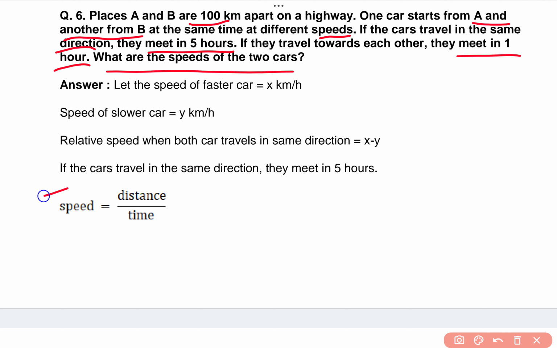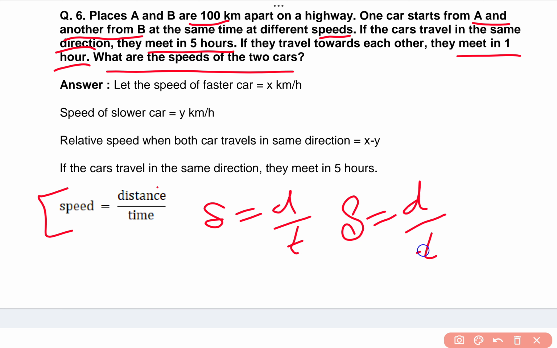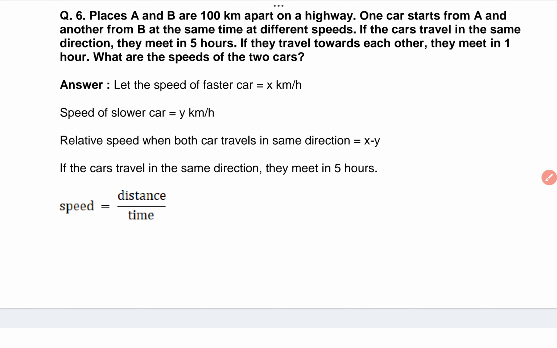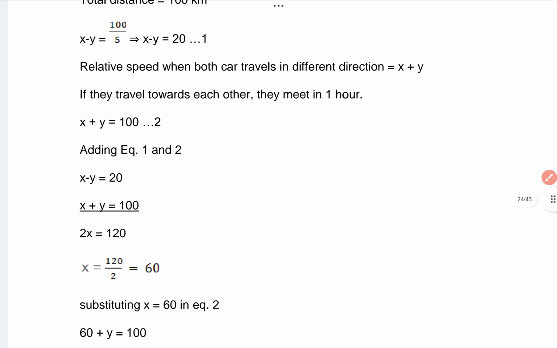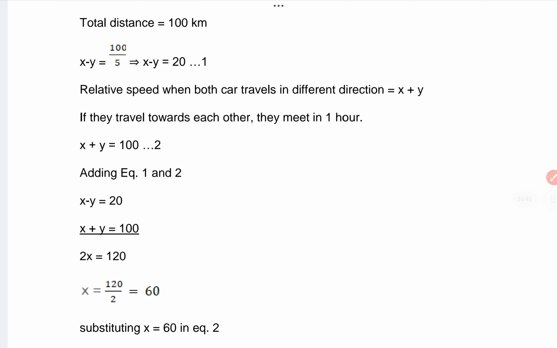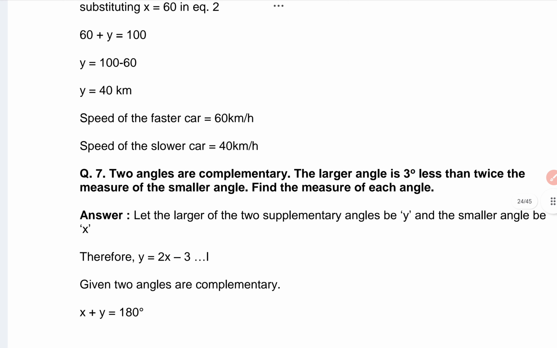The formula of speed is equal to distance upon time. Speed is equal to d by t. This is the formula. Okay, remember this one, don't be confused, right? So let's see the answer here. Then here you can see. Okay, right, so I hope it is clear. Then next you can see this one.